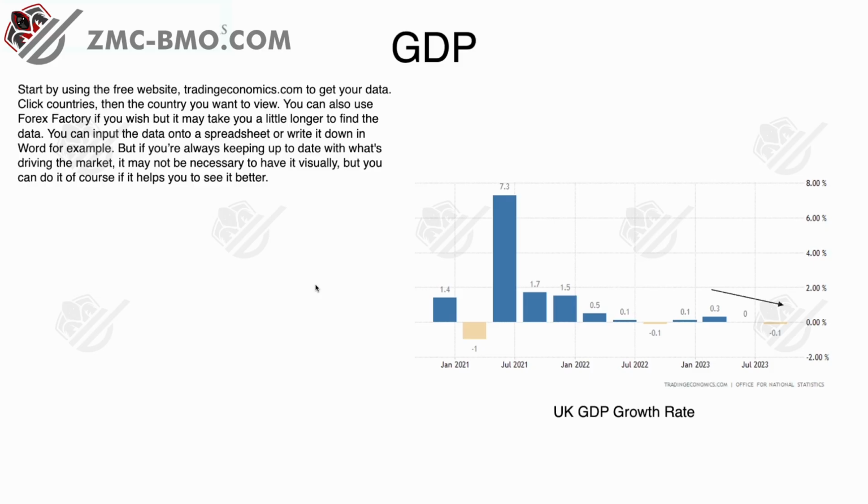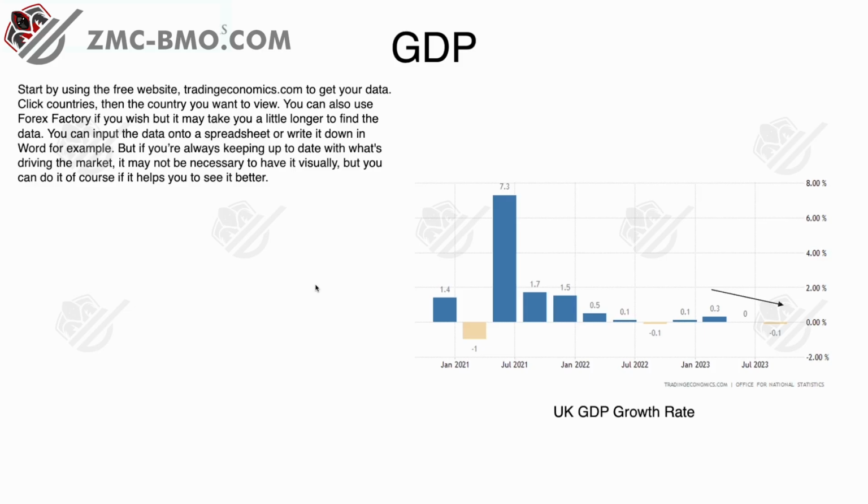But everybody has their own, you might use another website. As long as you get the data, that's the most important thing. You can input the data onto a spreadsheet or write it down in Word, for example. Everyone will do it slightly differently. There is no right or wrong answer here. If you're keeping up to date with what's driving the markets, you may not necessarily need it visually, but you can, of course, do it if it helps you to see it better.